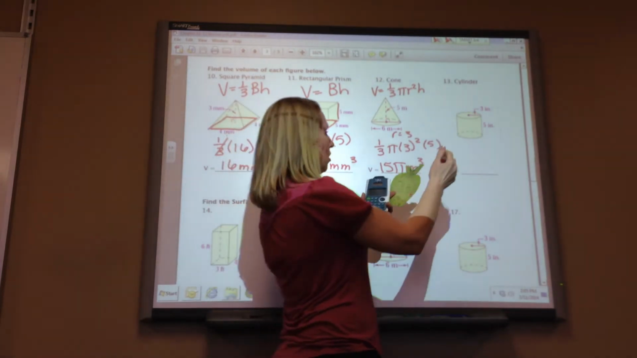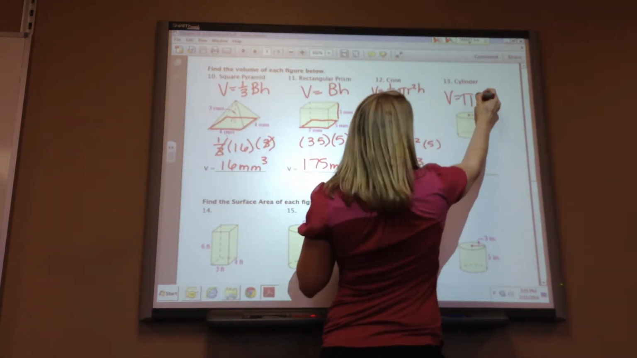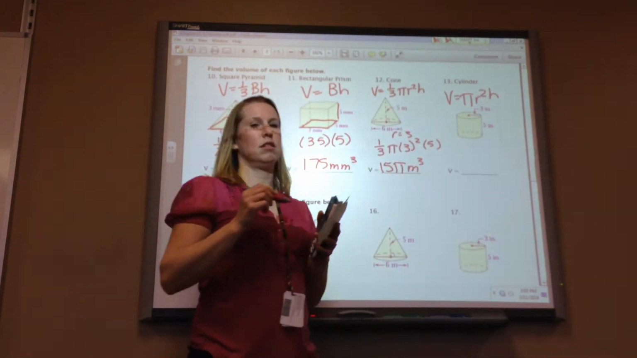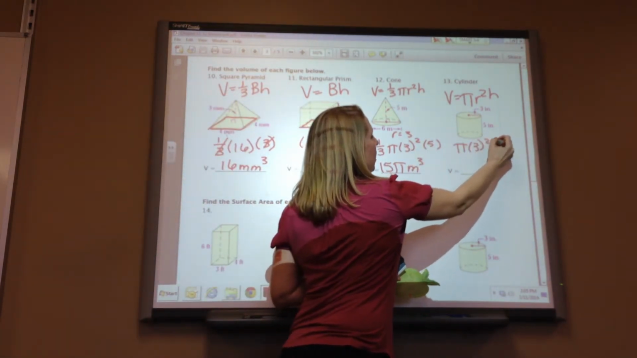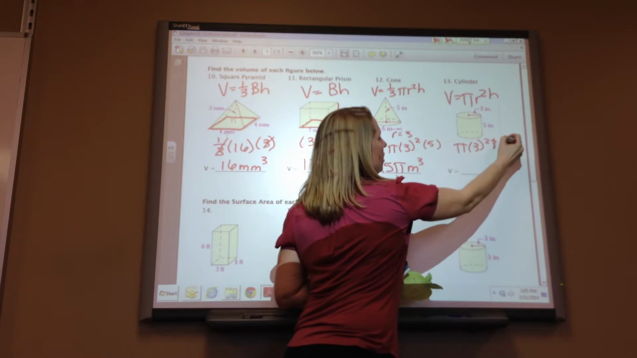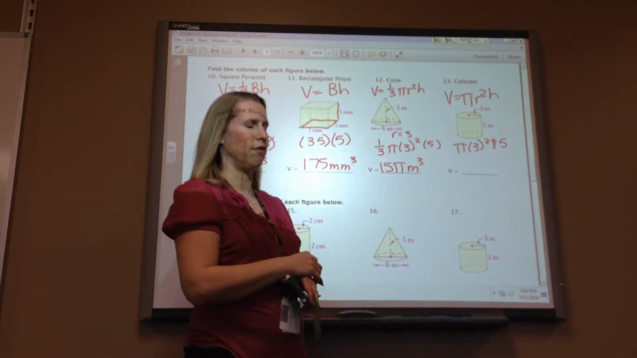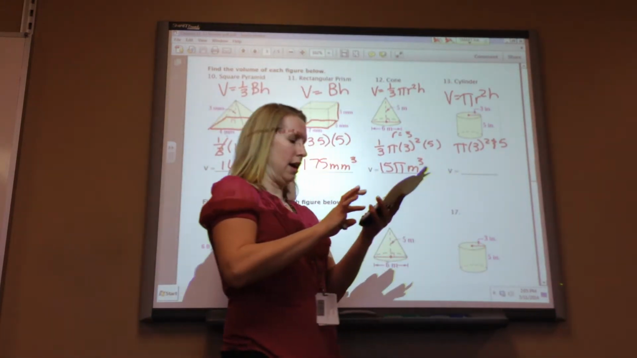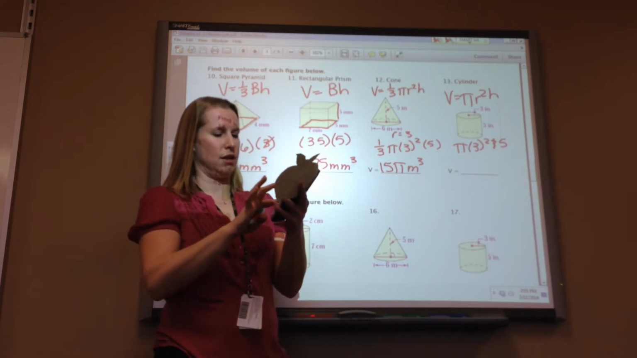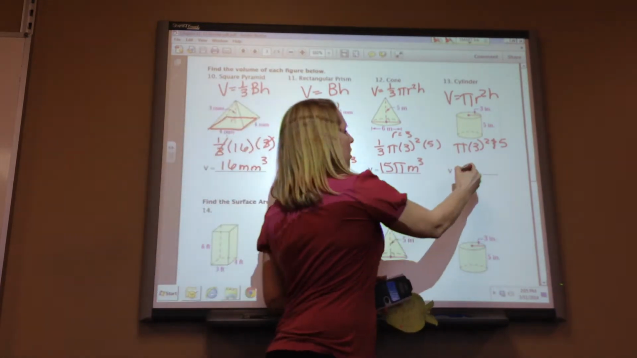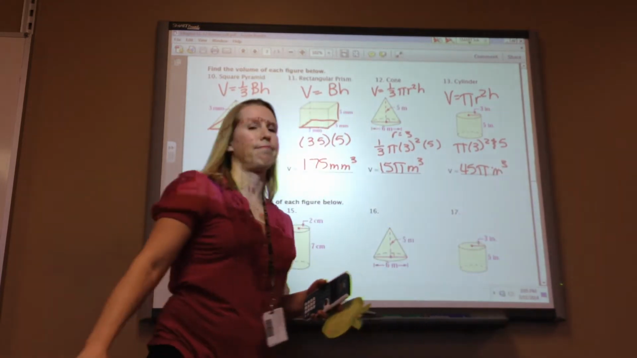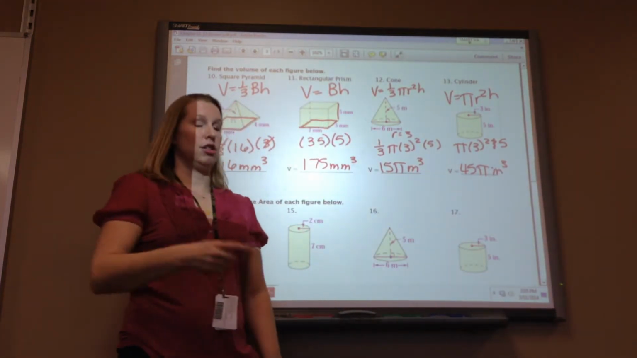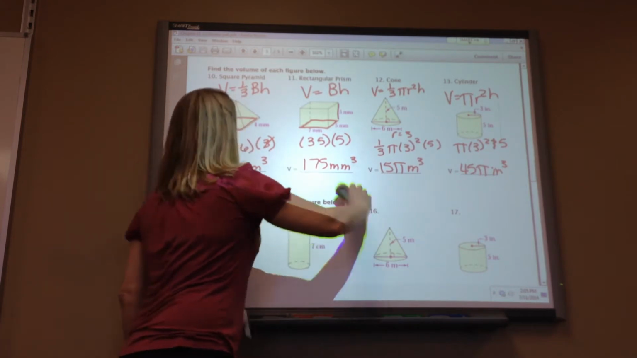Okay, volume of a cylinder is pi r squared times the height. So my radius is 3. So pi 3 squared times the height, which is 5, not 15, 5. So pi 3 squared times 5 is 45 pi inches cubed. Okay, so you will be given the formulas on the test.